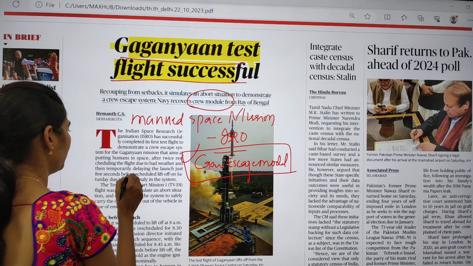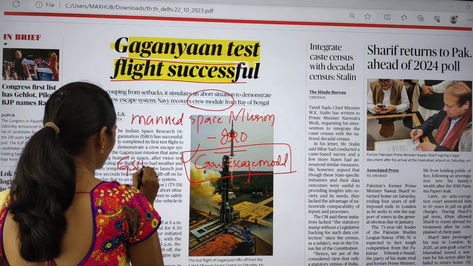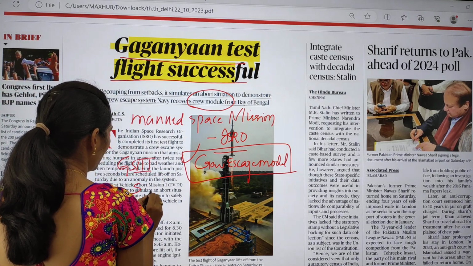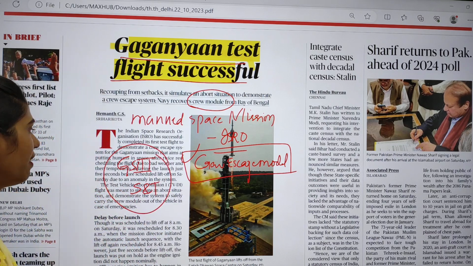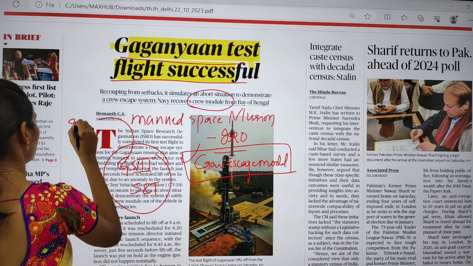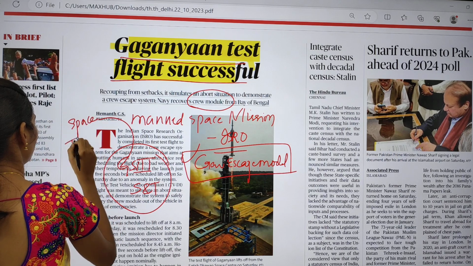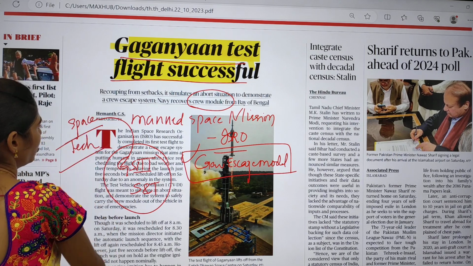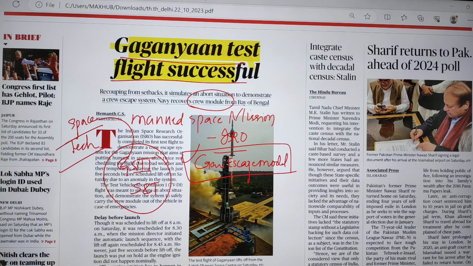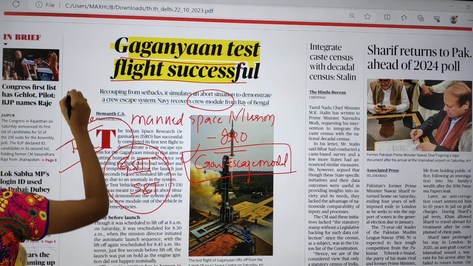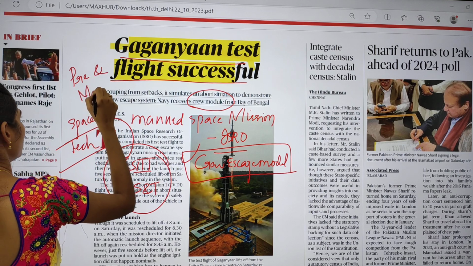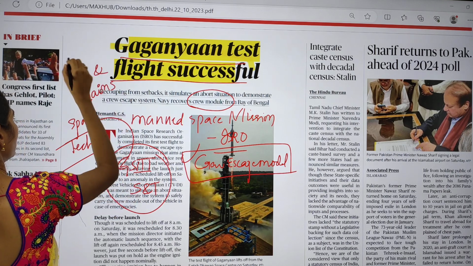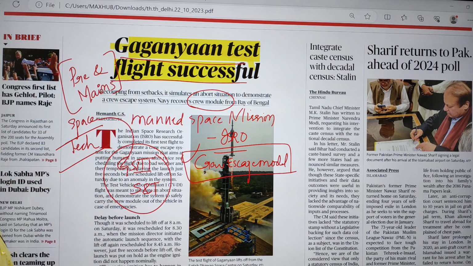All these things are important, and this article is important from your GS paper 3 under science and technology. In science and technology we have space technology. From this point of view this article is most important, and this topic is important for your prelims and your mains. Clear? So this is about the article on the first page.